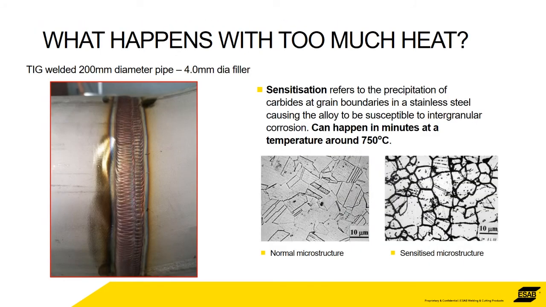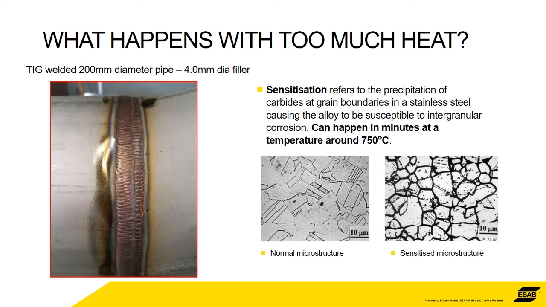What happens with too much heat? The photograph on the left looks like a very nicely TIG welded pipe. However, on further inspection and micrographs, you can see the structure on the photograph on the left hand side is the normal microstructure. That's what it should look like. Whereas actually, because it's been taken to too high a temperature and it's kept there for so long, you have precipitation of carbides at the grain boundaries. So the carbides have come out of the alloys, basically out of the grains, and they're precipitating at the grain boundaries. So you have very carbide rich grain boundaries.